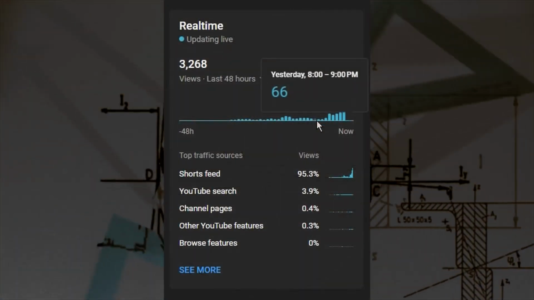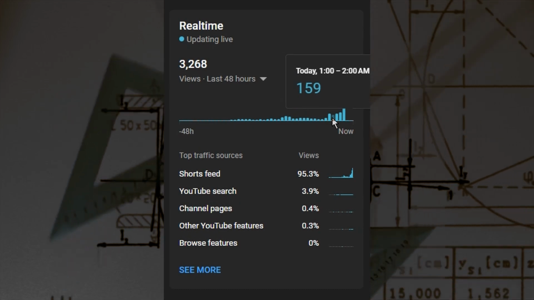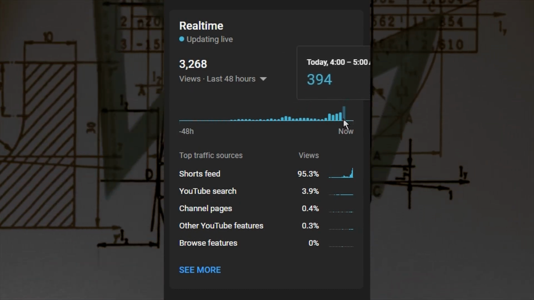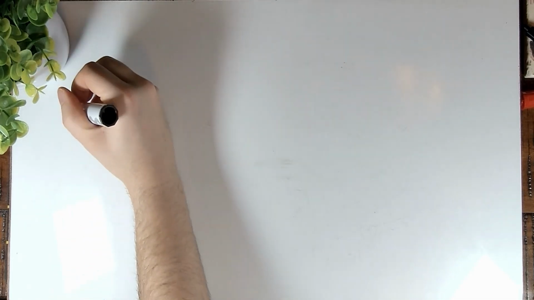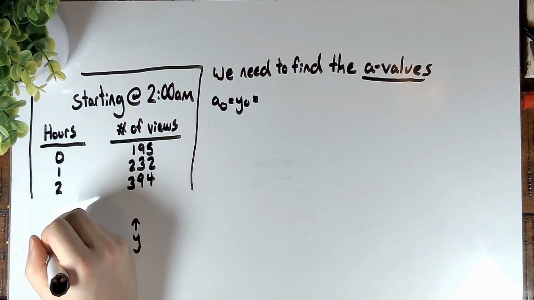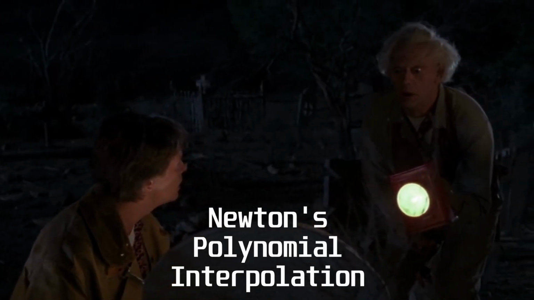YouTube Studio so far only has data that we want to use between 2 AM and 5 AM, since that's where we're actually looking a little trendy. So I'm going to use X to represent each hour and Y to represent the number of views I got in that hour. So let's make a model that works for our data so far, and this will allow us to predict the future. Great Scott!